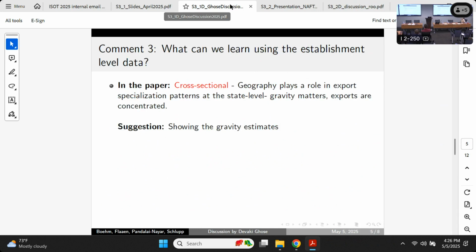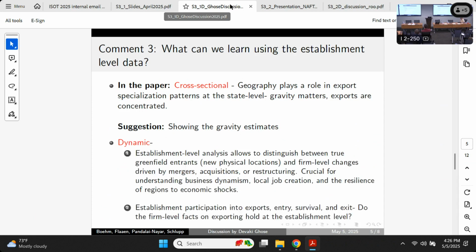So here, I think a lot of the things that Nitya showed was talking about how geography plays a very important role in export specialization at the state level. Gravity matters. Very minor thing: it would have been amazing to see the gravity estimates rather than the raw export changes. But I thought, and I'm sure you also thought, that this is just for us to brainstorm here.